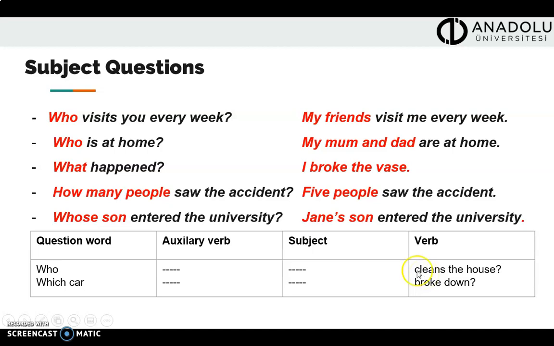But be careful, in subject questions we use the singular form of the verbs. Who visits you? Who is at home? Even if you expect a plural answer, we use a singular form of the verb.